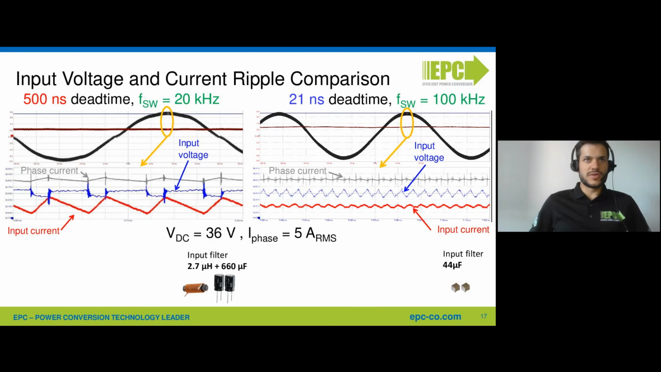The scale of the waveform is the same. So you can see clearly that the ripple in the phase current is larger in the case of the 20 kilohertz modulated inverter, and this effect is also evident in the ripple current, which is reported in red.